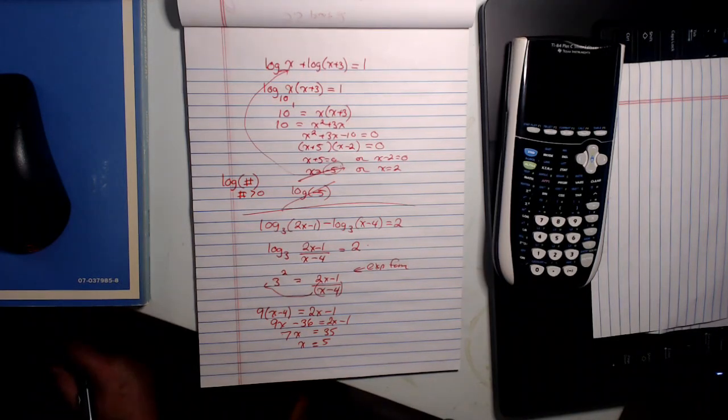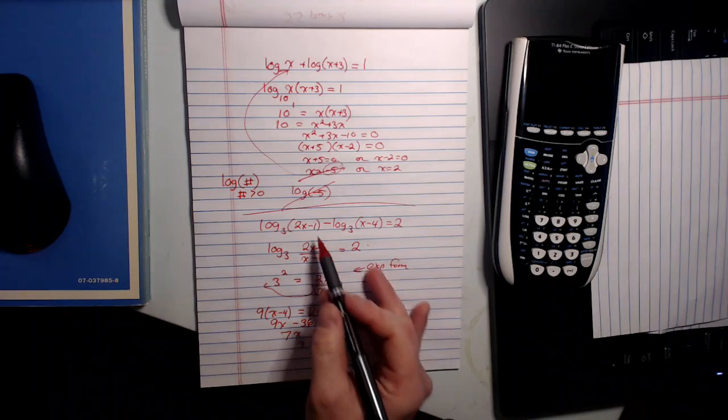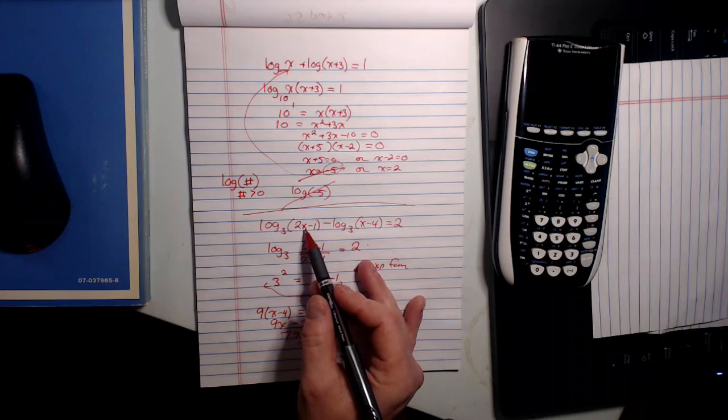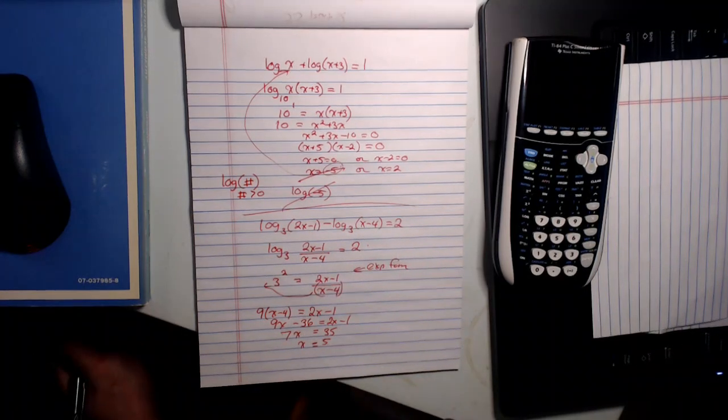Again, you want to make sure that you're not taking the log of a negative number. So we're going to check 5 here. 2 times 5 is 10, minus 1 is 9, that's good. 5 minus 4, that's good. So it looks like we're okay for that one.